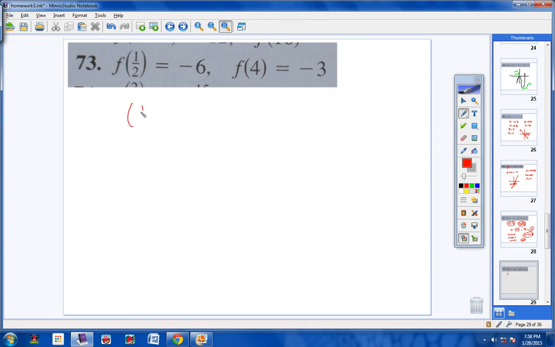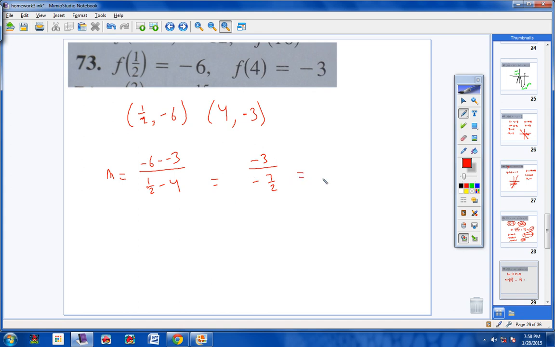Alright, number 73, same thing. So I have an ordered pair that's 1/2, -6, and an ordered pair that's 4, -3. Alright, so my slope would be y minus y, -6 minus -3, over x minus x, 1/2 minus 4. That's going to give me 3 over -3.5, which would be the same thing as -7 over 2. Okay, so 1/2 minus 4 is -3.5, and -3.5 is -7 over 2.